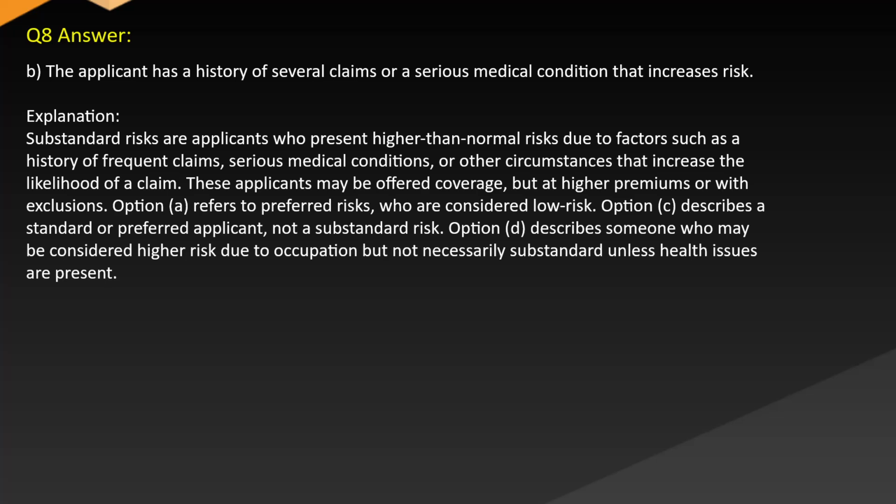Option A refers to preferred risks who are considered low risk. Option C describes a standard or preferred applicant, not a substandard risk. Option D describes someone who may be considered high risk due to occupation, but not necessarily substandard unless health issues are present.